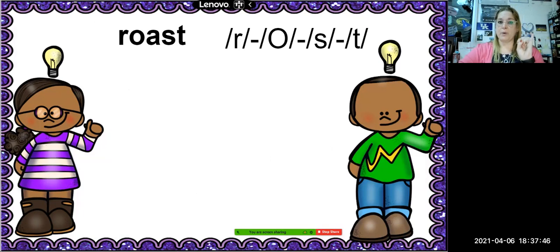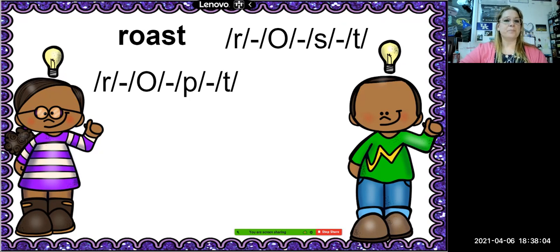Still 4. Roast. Roast. There's 4 sounds. What's the blend? That's right. It's the st part. We're going to replace the s with, see if you can see what that word is supposed to sound like.